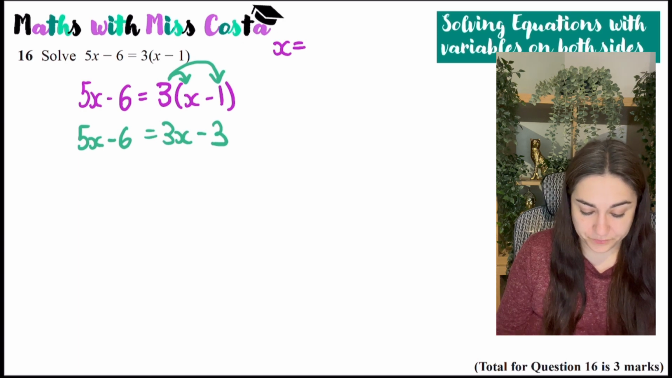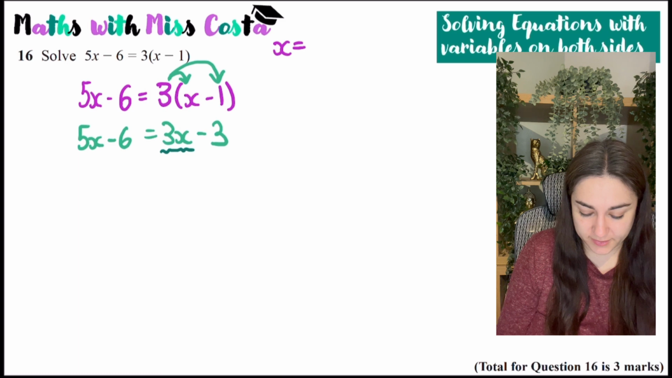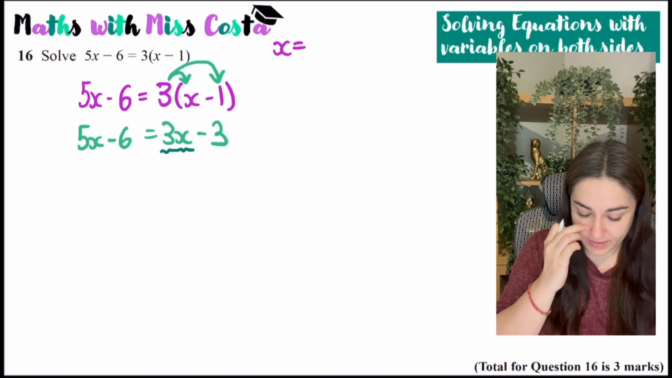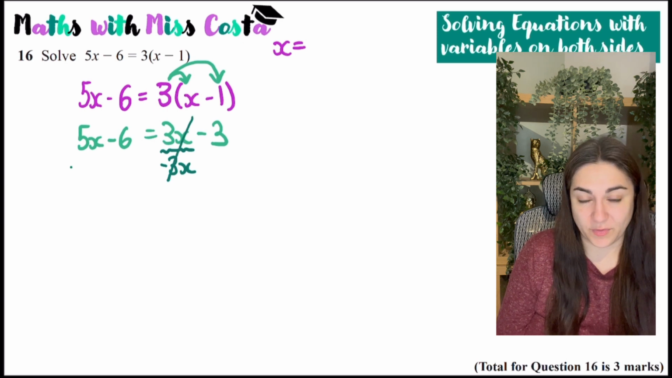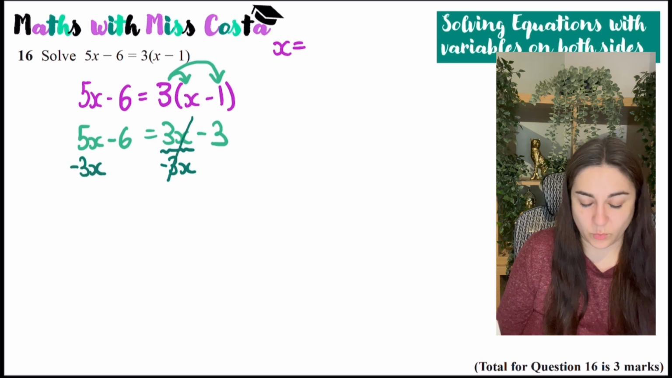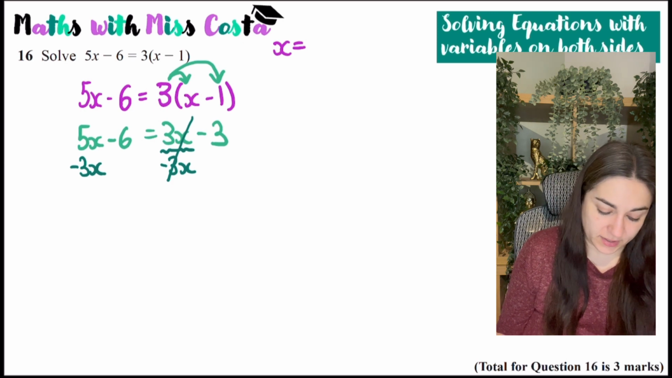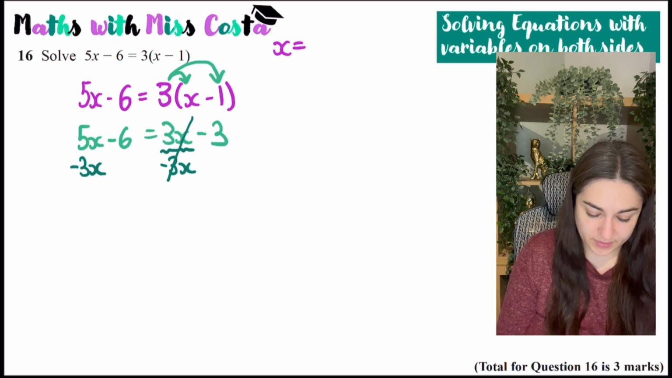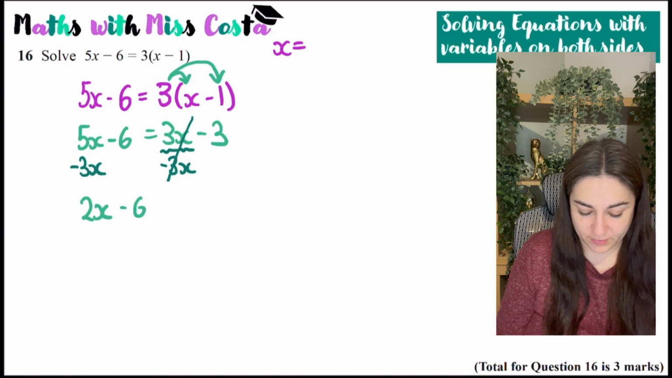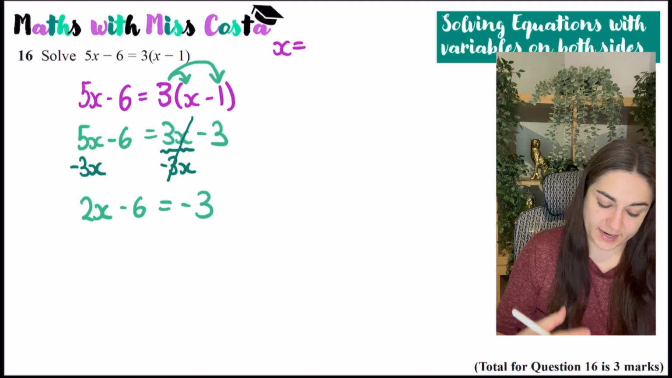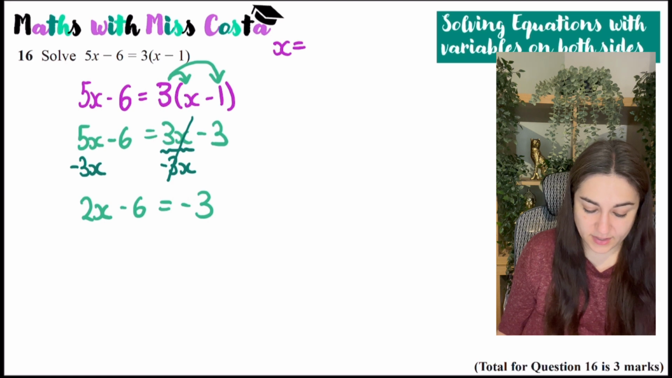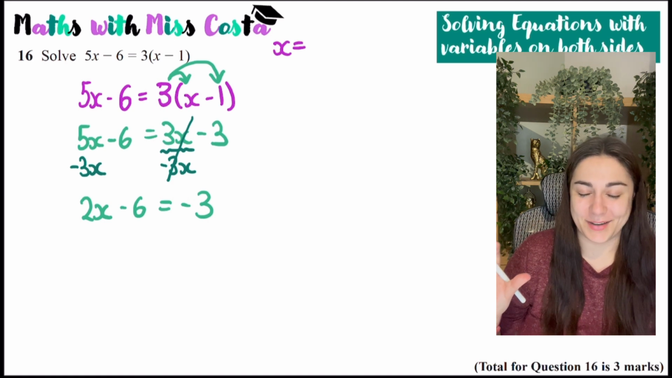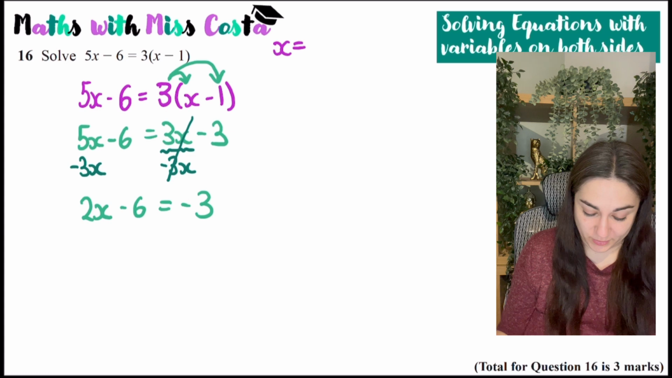We move the smallest one to the other side by subtracting. So if I take 3x, I've basically cancelled it on this side of the equation, and whatever you do to one side of the equation you have to do to the other, which is why I'm taking away 3x from here as well. So 5x take away 3x would leave me with 2x minus 6 equals negative 3. You keep everything else the same, you're just subtracting 3x from 5x. And then we've just got a normal equation, a two-step equation.